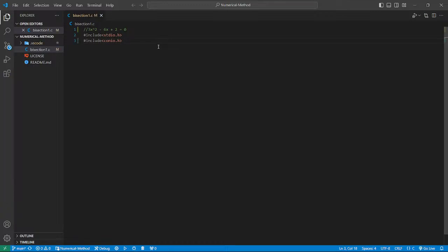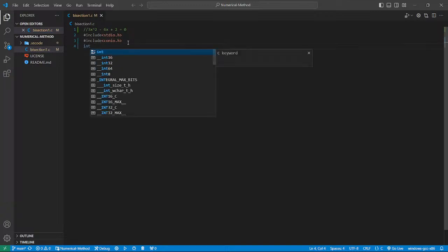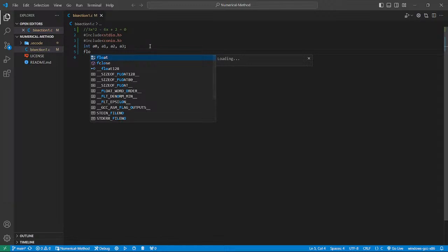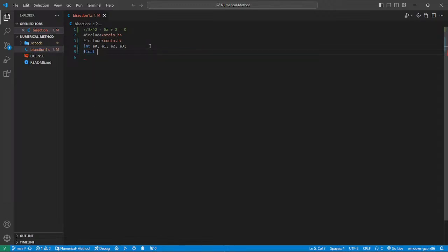Moving to the next, we should create this function, right? To create this function, we need some variables. So let's create some variables. I would like to name them a0 for the first, a1 for the next, a2, a3, and so on. Now let's create one function and define it above. I would like to keep the return value float, and let's name it fun.